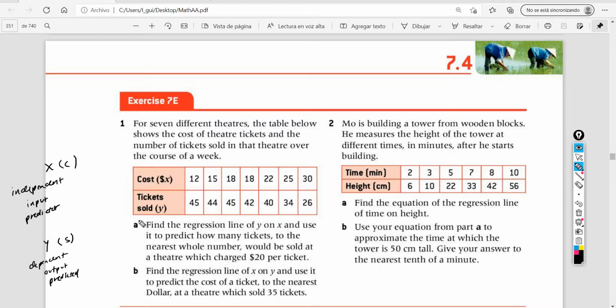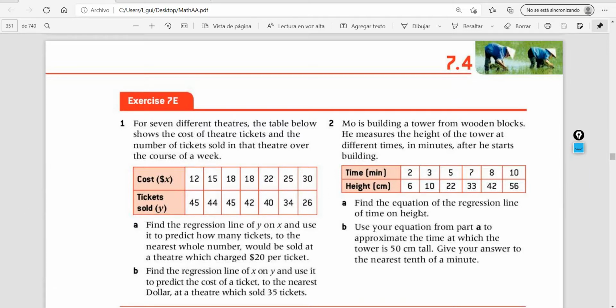Okay, so the first task is this: find the regression line of y on x and use it to predict how many tickets, to the nearest whole number, would be sold at a theater which charged $20 or 20 pesos per ticket. Okay, so how do we do this? We go to the TI, and the first thing we have to do is input all of this bivariate data into a spreadsheet, right? So let's do it.